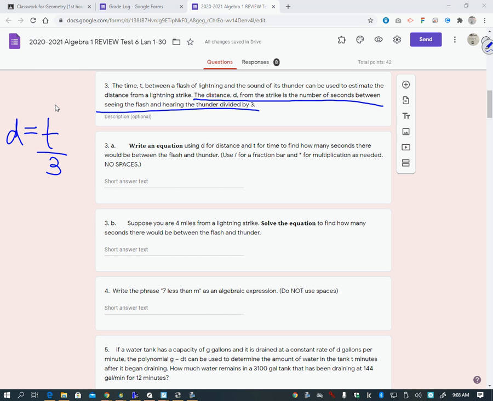All right, so this says write an equation using d for distance and t for time to find out how many seconds there would be between the flash and the thunder. All right, well, isn't this exactly what we need? Okay, d equals t divided by 3. Did we get something wrong here?